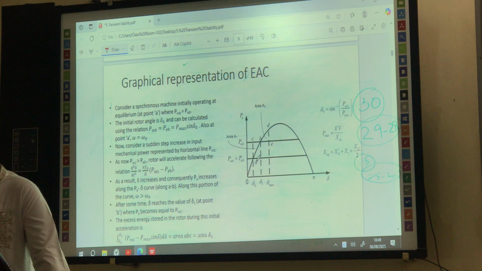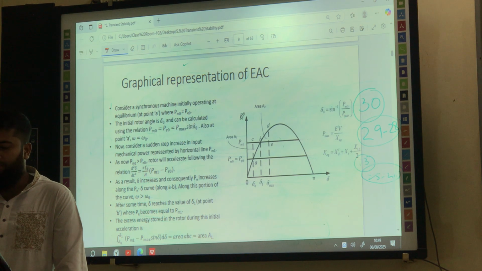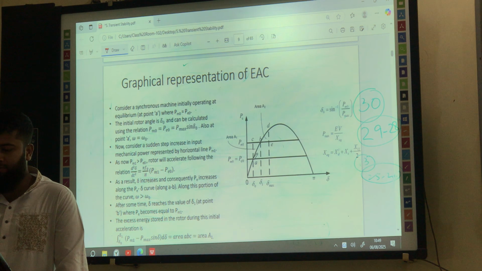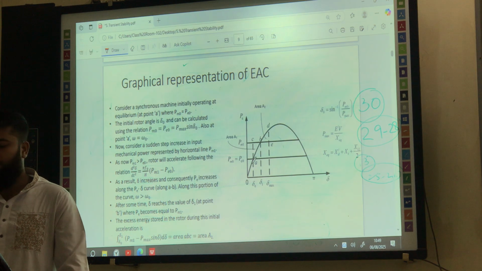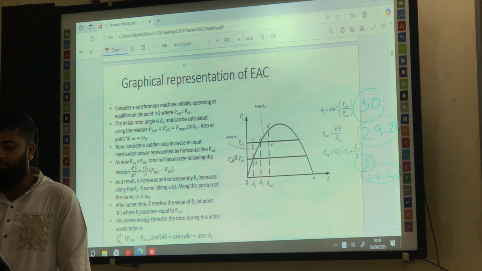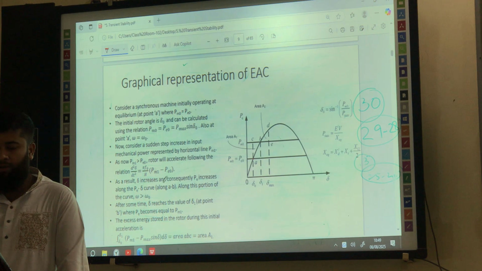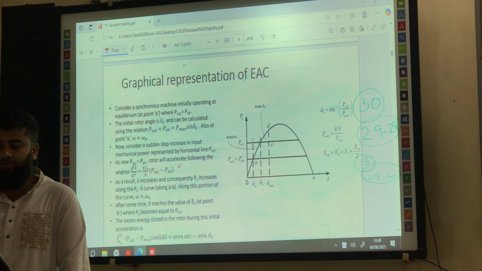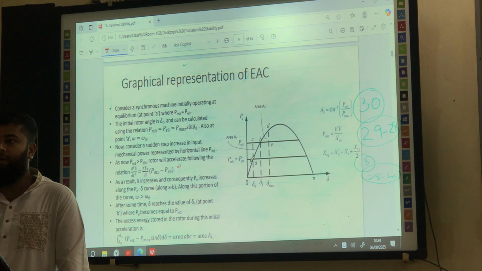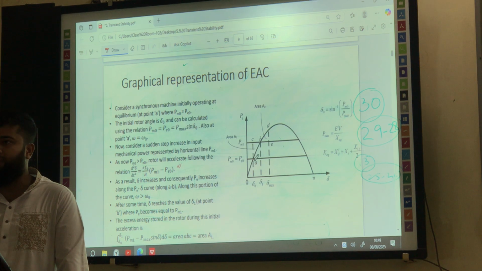So again, I want to give a recap from here. This is the power angle graph, P versus delta. Let's say the initial operating point is A. At A, the mechanical input power PM0 and PE0 are both the same, right? So using the swing equation, this difference will be zero. That means we will not get any acceleration in the rotor, and the rotor will rotate at the synchronous speed. That means it is a steady state case, right?